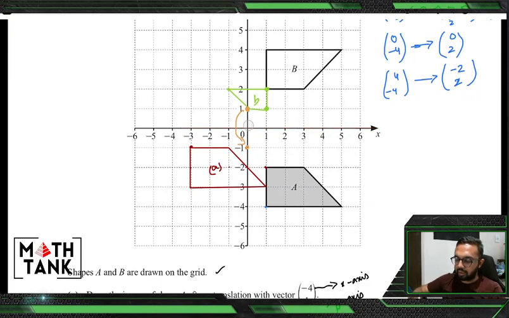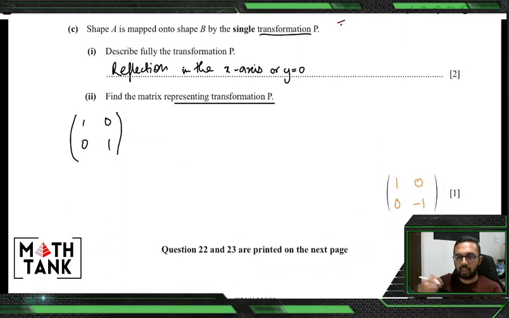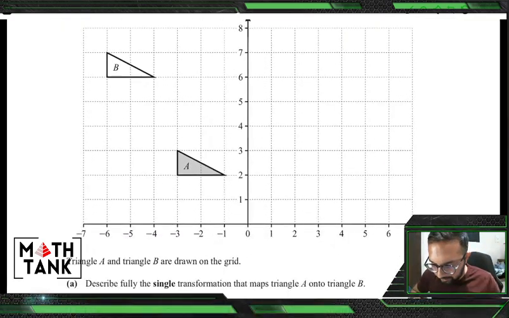Whenever you are thinking about the transformation matrix, you always think about the points 1 0 and 0 1, and you apply that transformation, whatever you've described, to these points to get your answer. So that's the first question, relatively long, and let's see.